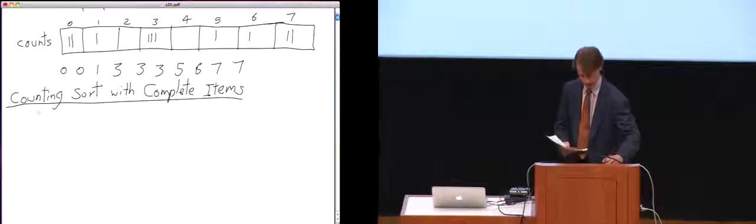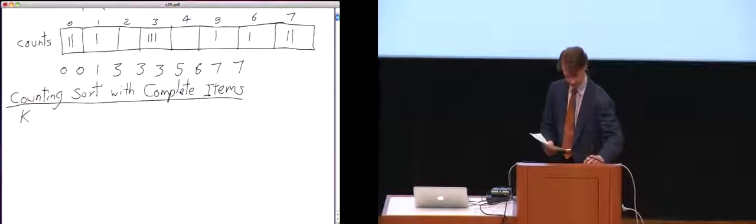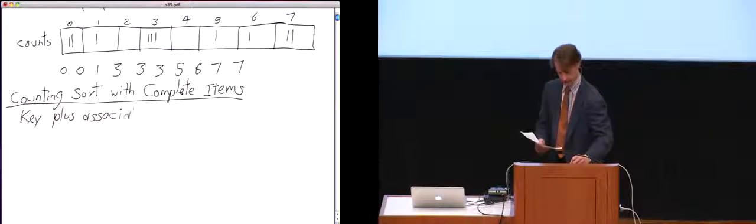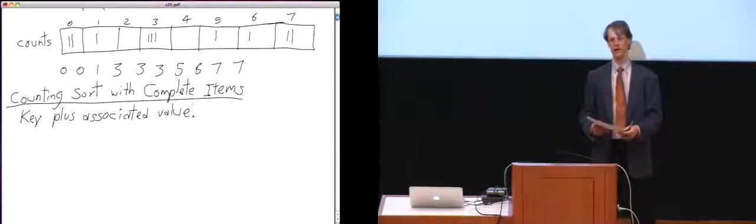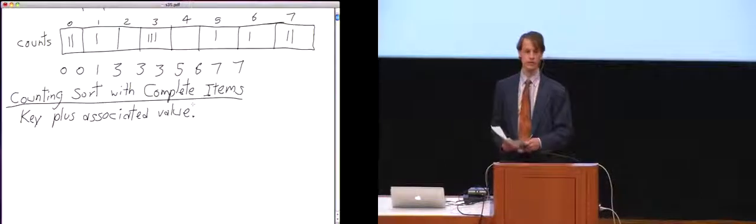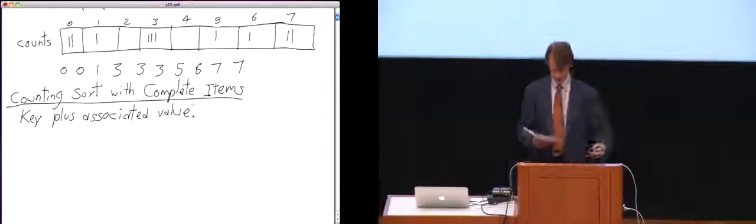So again, remember when I say complete items, I mean that there is a key plus an associated value, like a database record, that goes along with that key. And so when you sort the phone book, you're sorting on the key, the last names, but you're also sorting phone numbers.